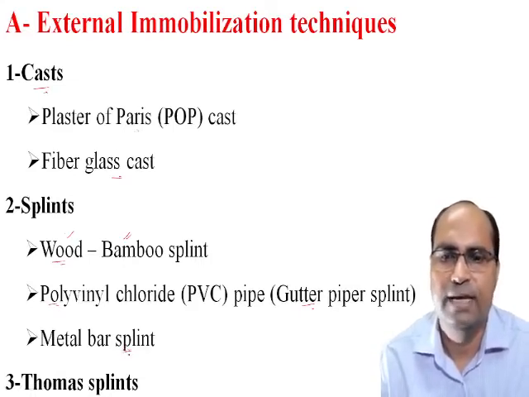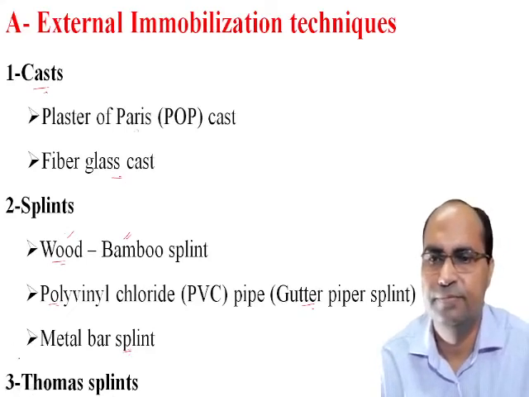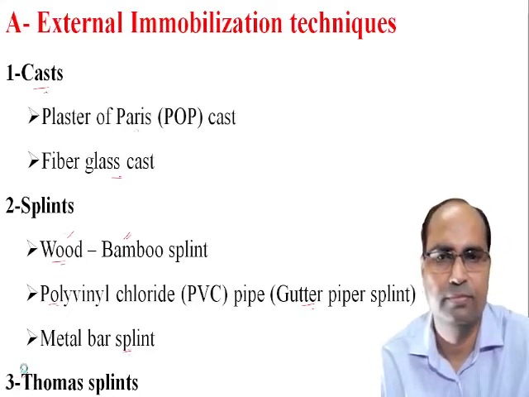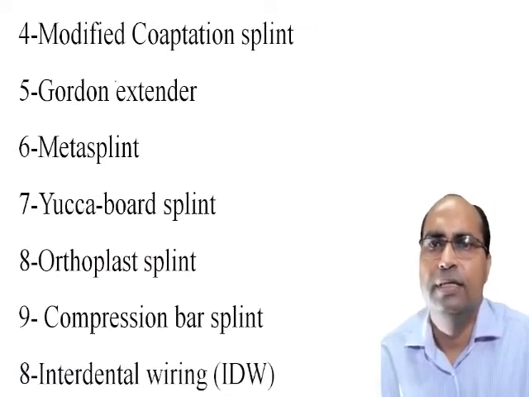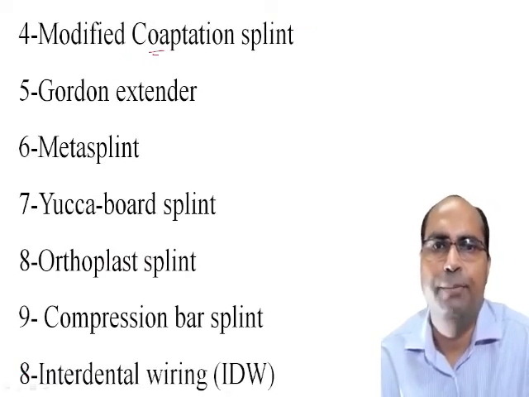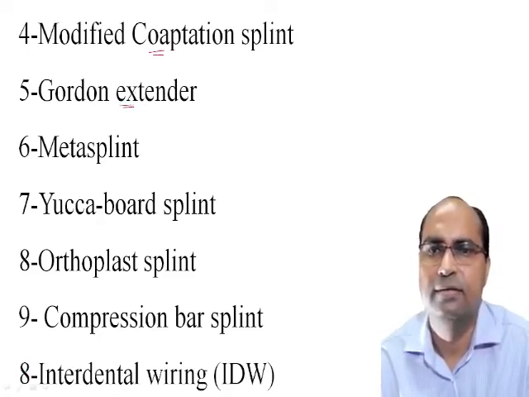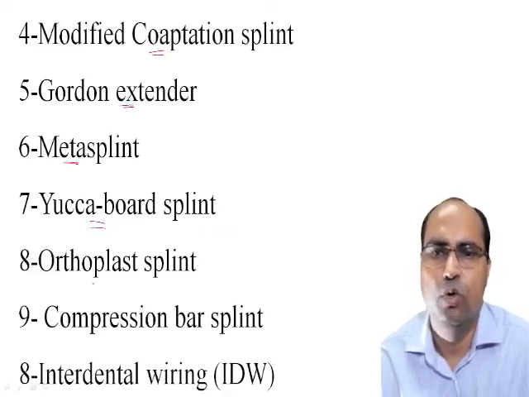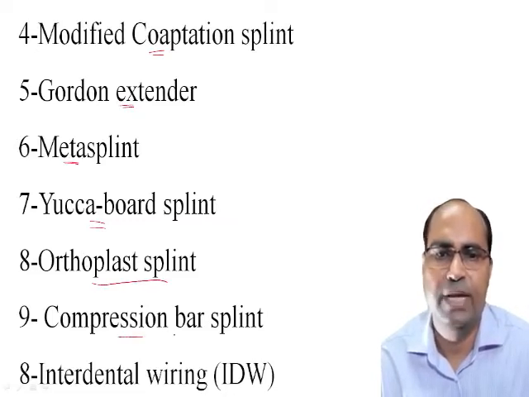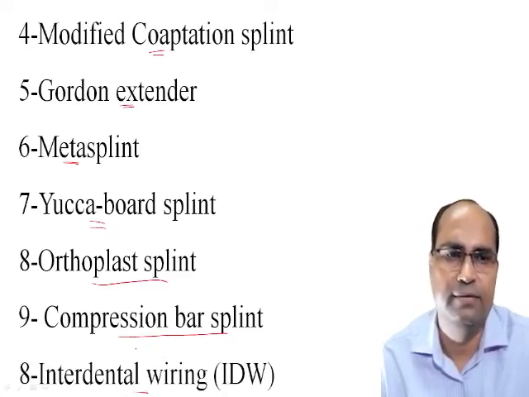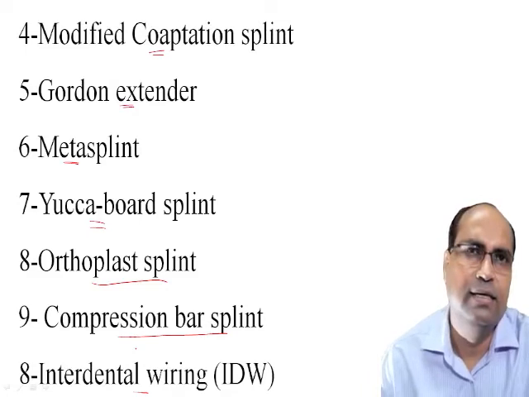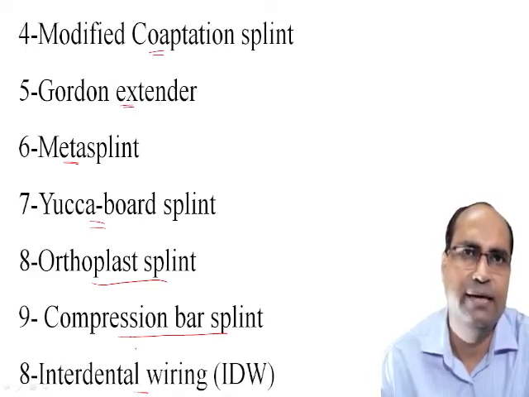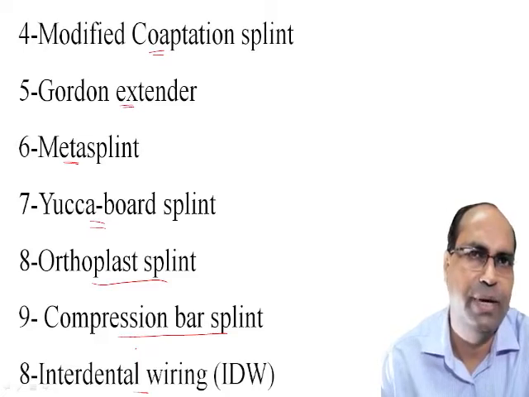The other external immobilization technique is Thomas splint. The next one is the modified coaptation splint, Gordon extender, Metasplint, Yucca-board splint, Orthoplast splint, compression bar splint, Interdental widening technique. These are some external immobilization techniques used in veterinary practice.